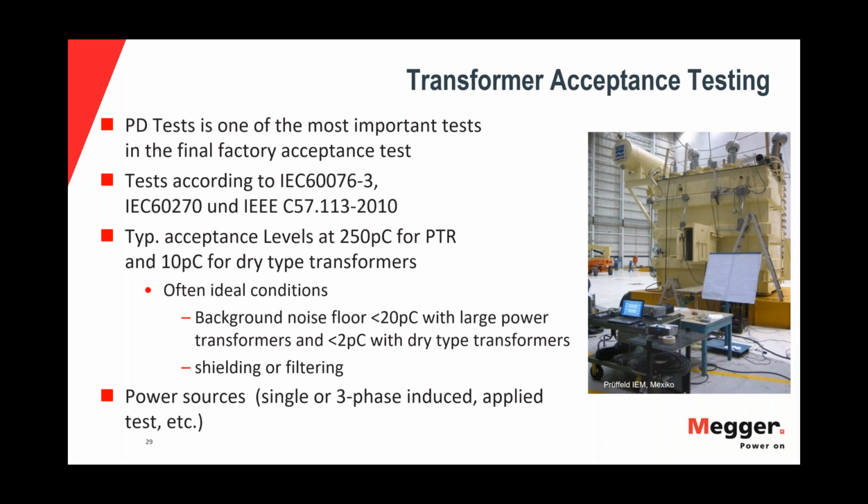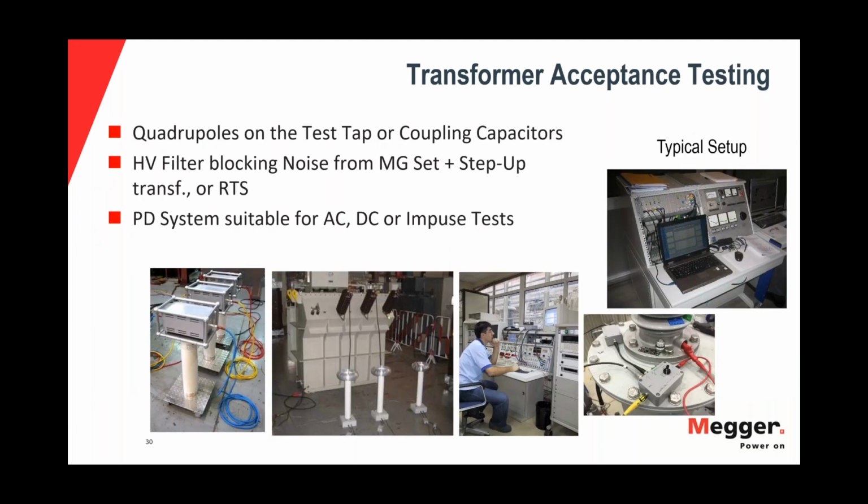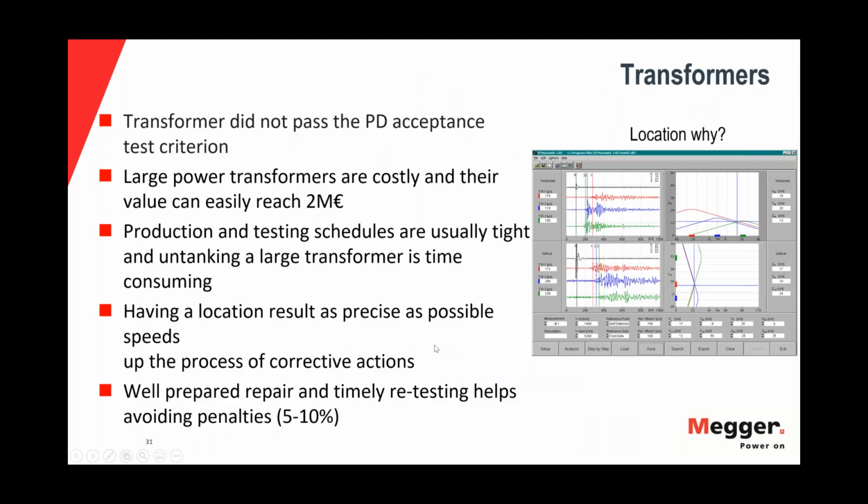The power source can be either single or three-phase, induced or applied voltage test. It can be either using a quadrupole at the test tap, or it can be used via a coupling capacitor if there is no test tap. Then a coupling capacitor is needed, like shown in the second picture from the left. The PD system is suitable for AC, DC, or impulse sources. And then for acoustic location, we have an add-on software feature, which helps to find the location of the PD.